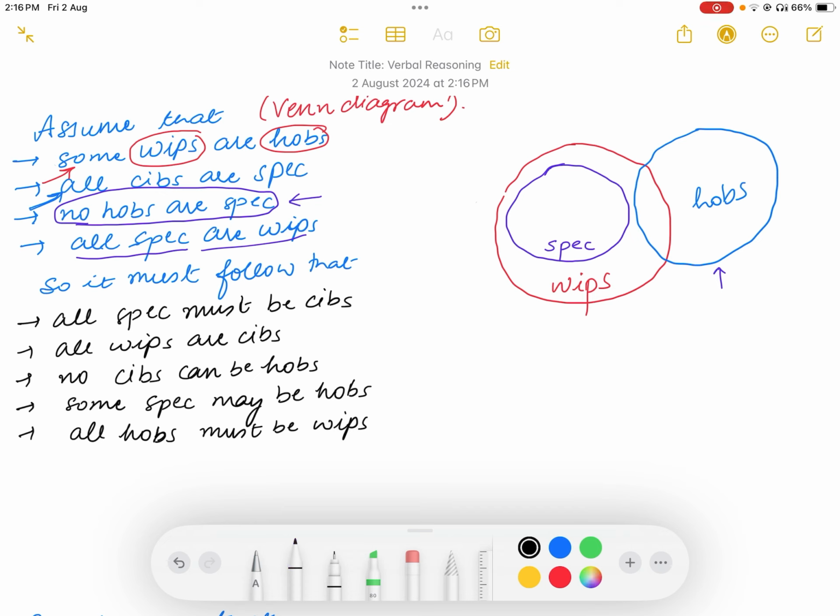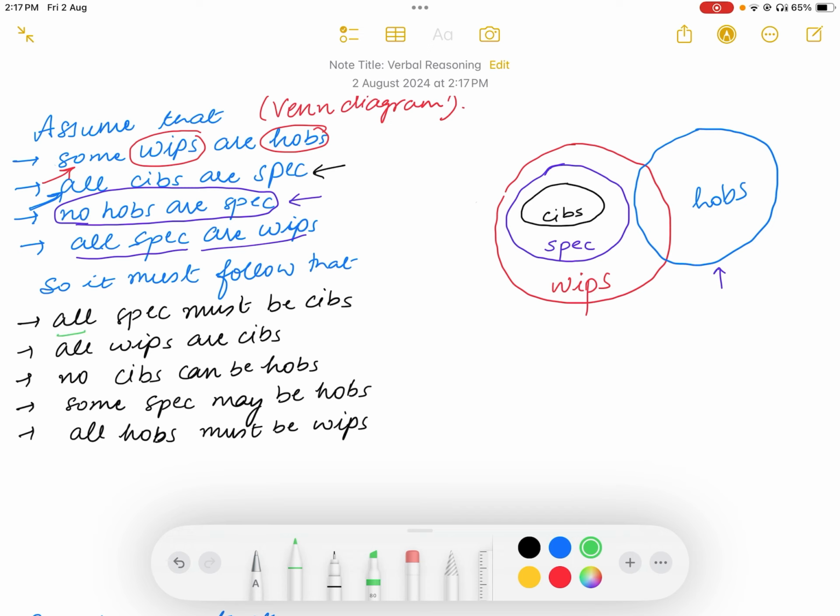Finally, all the sibs are spec. That means the sibs would lie in yet another set. This is going to be a subset of spec. That will be sibs. Now we'll check the answers and see.